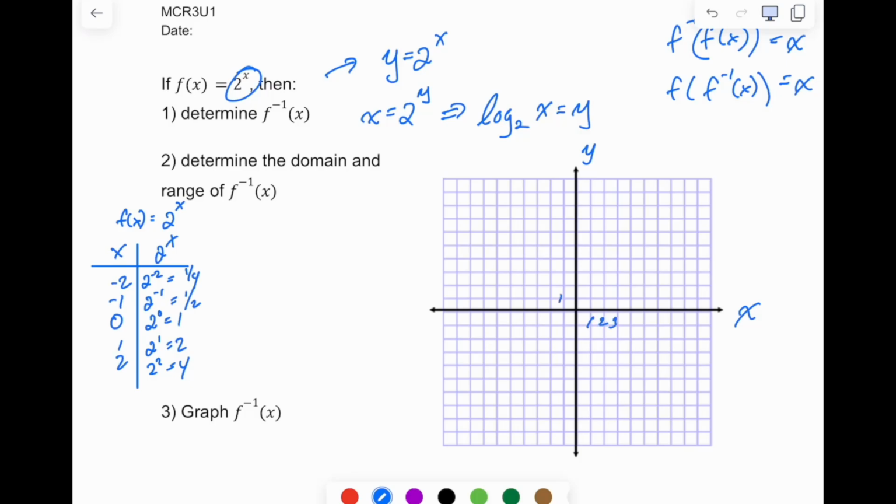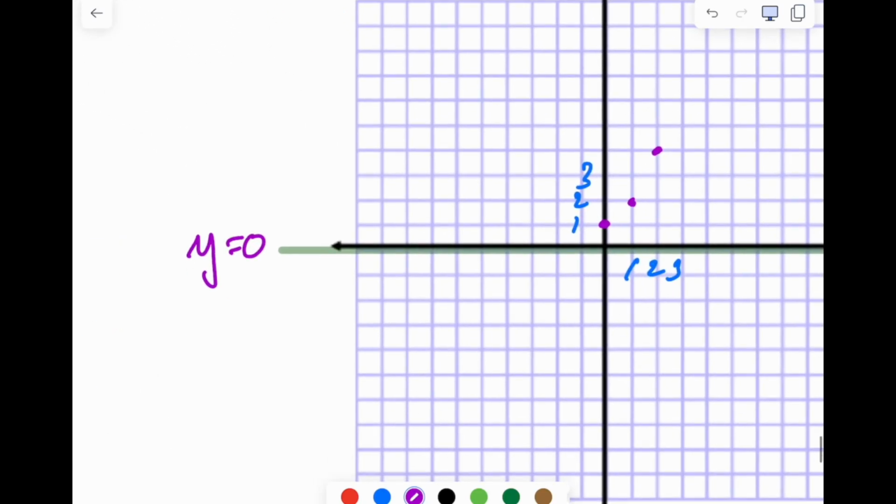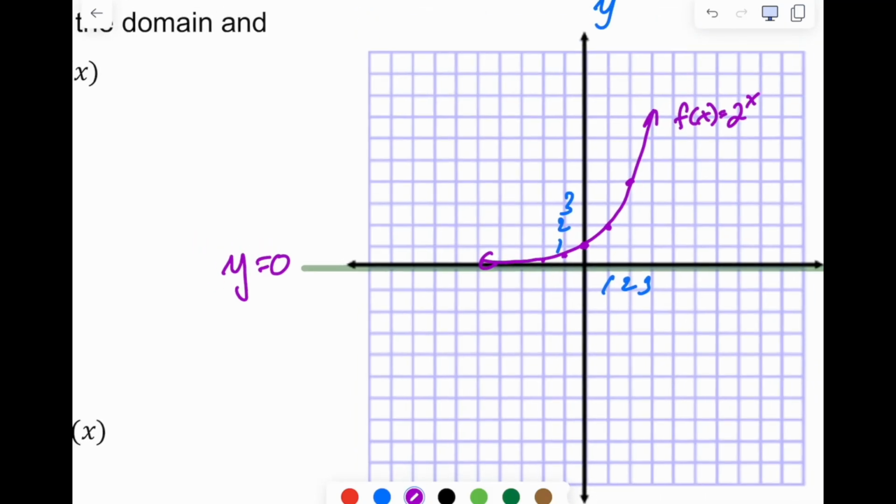We know that when we graph the exponential function, let me do the scale here, and then we maybe graph this in purple. We know that this has a horizontal asymptote along the x-axis, or in this case, y is equal to 0. Let's plot (0, 1), (1, 2), (2, 4). And then we have some points at (-1, 1/2) and (-2, 1/4). And we see that this graph, remember, is what the exponential function looks like. So there's f of x is equal to 2 to the power of x.